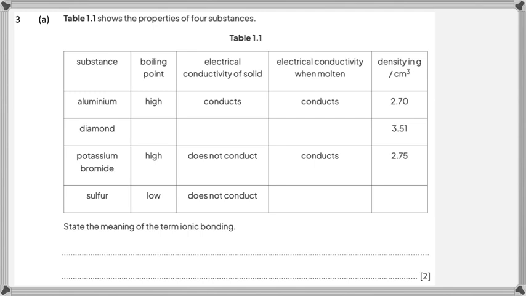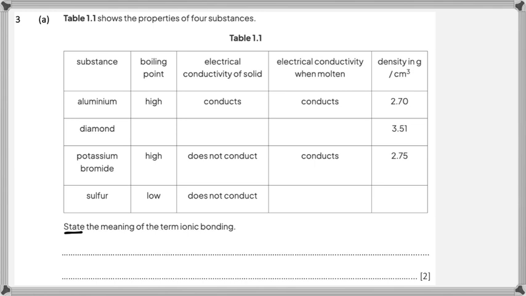Now question A says, state the meaning of the term ionic bonding. So it's 2 marks, so you need to mention 2 things about ionic bonding. Remember the command term state. So you will not reason out here, you just need to state a fact about ionic bonding. So as far as I know, ionic bonding is a bonding between a positive ion and a negative ion.